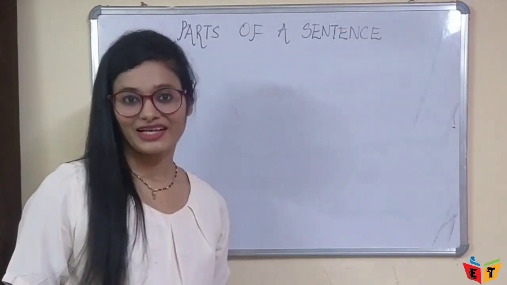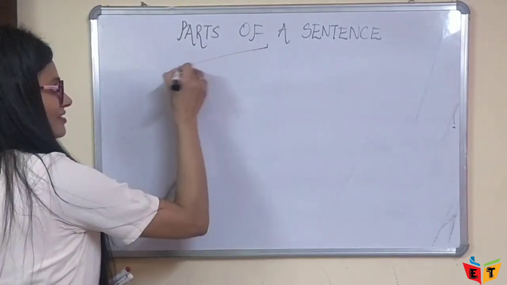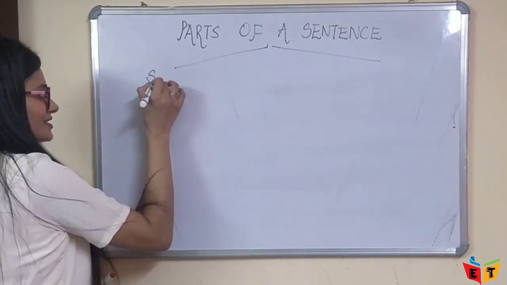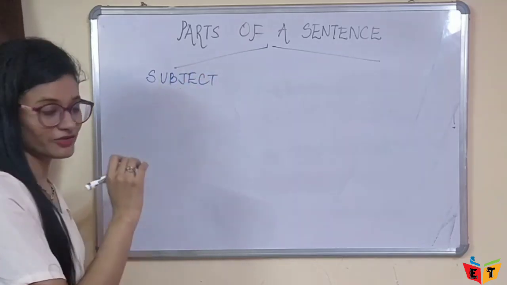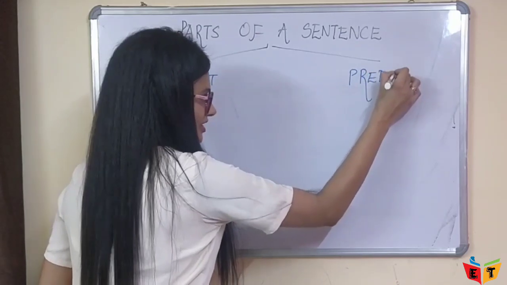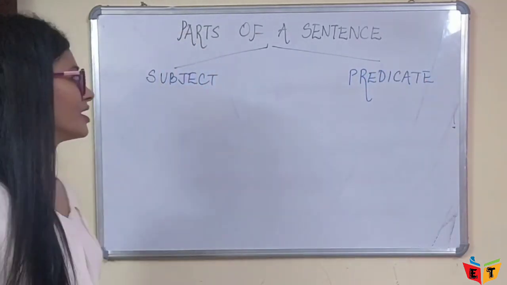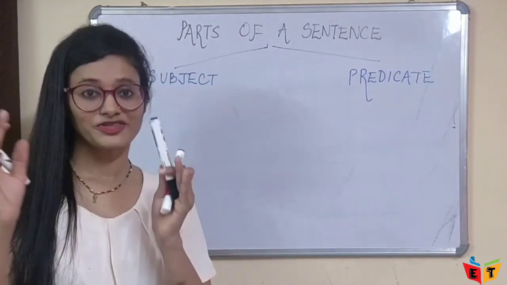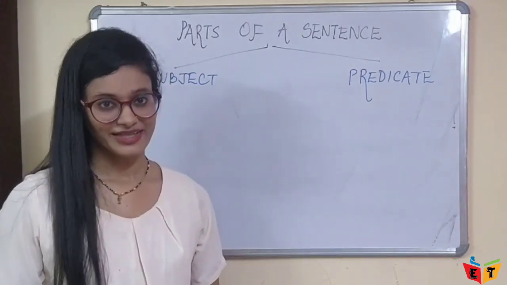So there are two main parts of a sentence, okay? Now, one is your subject and the other is your predicate. Okay, so we have two main parts of a sentence: one is your subject and the other is your predicate.